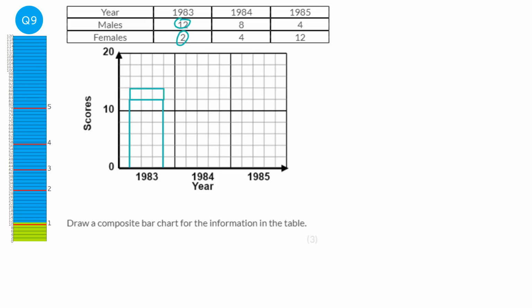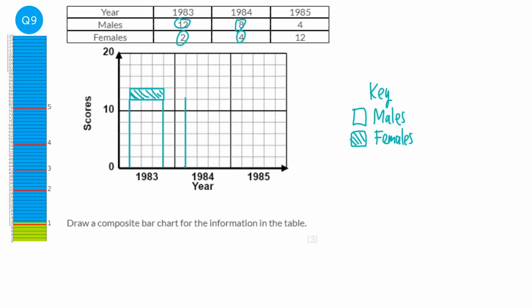And we need a way of showing male or female. So what I'm going to do is just shade the female there, and I'm going to just draw a key. I'm going to say if it's not shaded, it's males. And if it is shaded, it's females. Okay, next we're going to do the 8 and the 4.